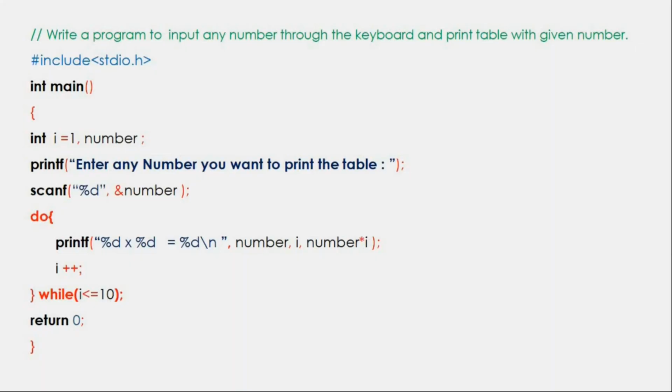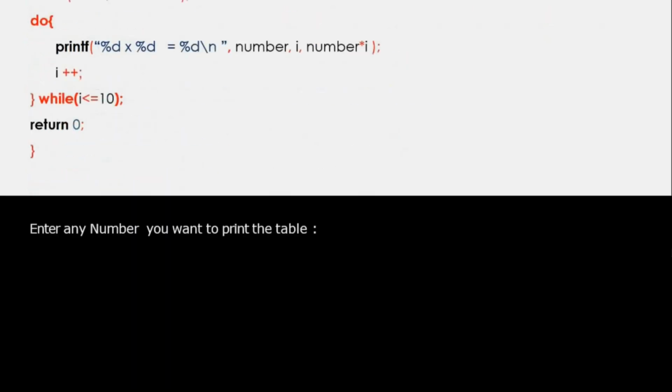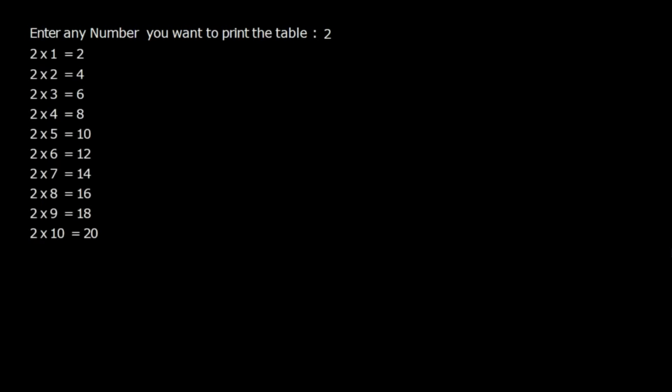If you want to check another input to print the table, compile and run the program first. Now you can see on the screen the output is visible and printed. Enter any number you want to print the table. This time, I enter 2 as input. As you can see on the screen, the program starts by printing the table of 2, followed by the numbers from 1 to 10, each on a new line.